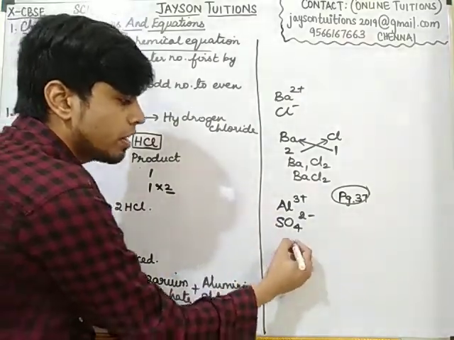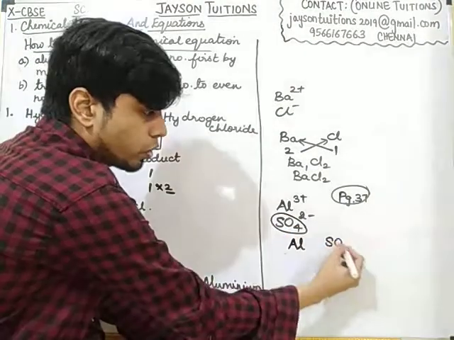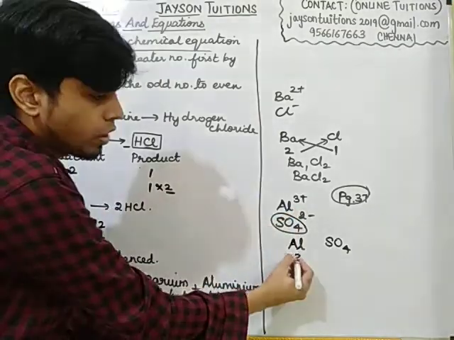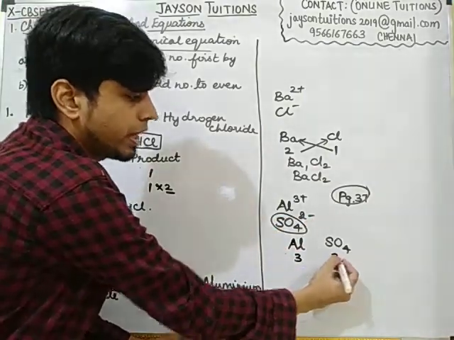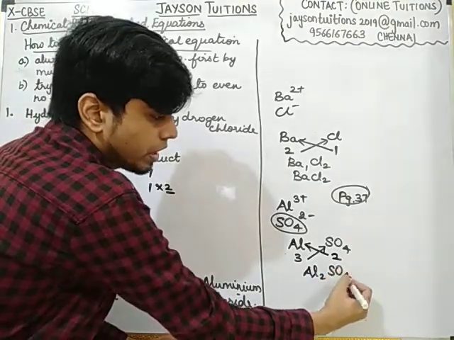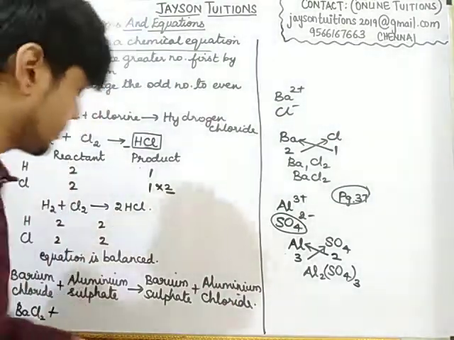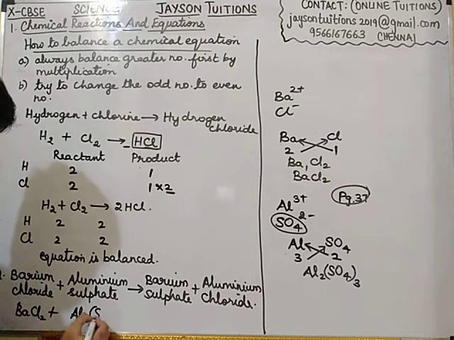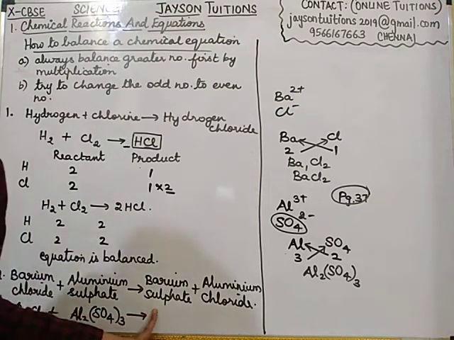Aluminium sulfate means aluminium is Al, sulfate is SO4. For aluminium, what is the charge? 3 plus, so the number alone I am writing 3. Sulfate is 2 minus, the number alone I am writing 2. So when I crisscross, I will be getting Al2 SO4 thrice. So this is the formula for aluminium sulfate: Al2 SO4 thrice, gives barium sulfate.